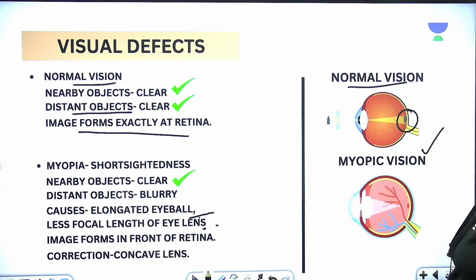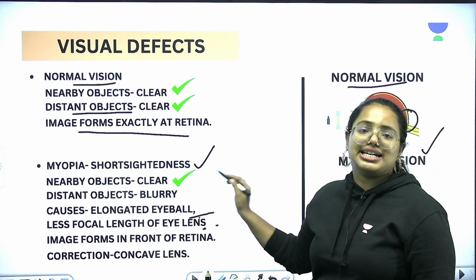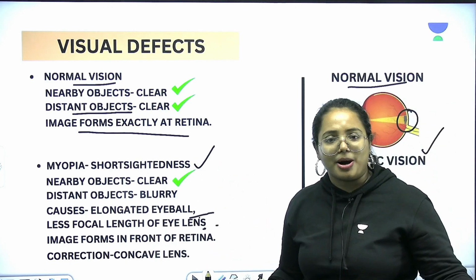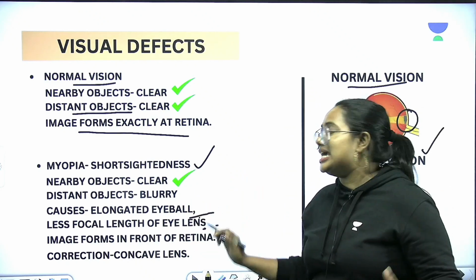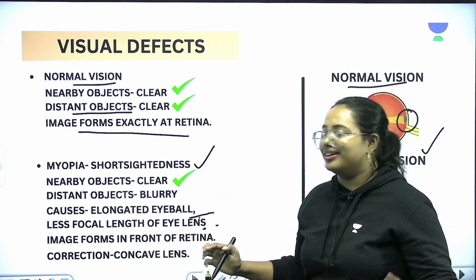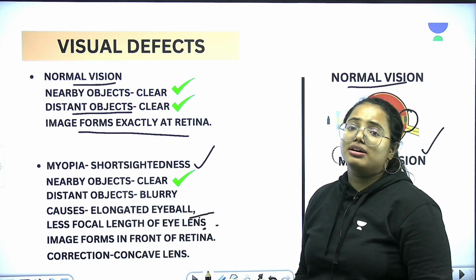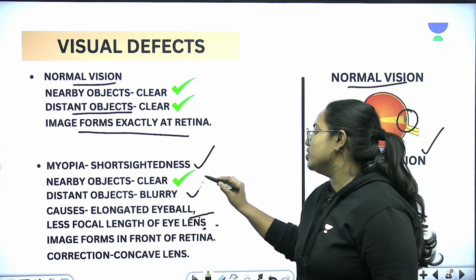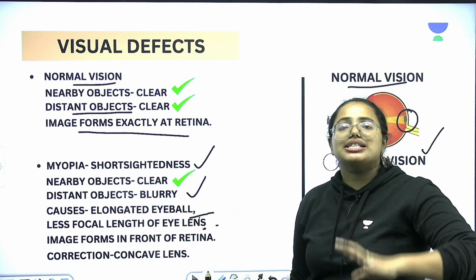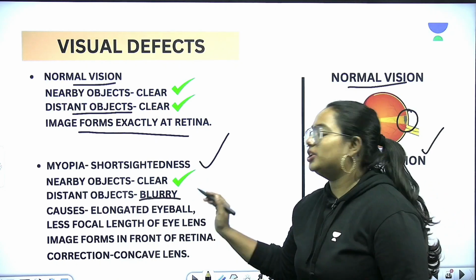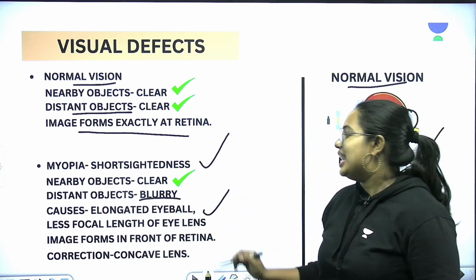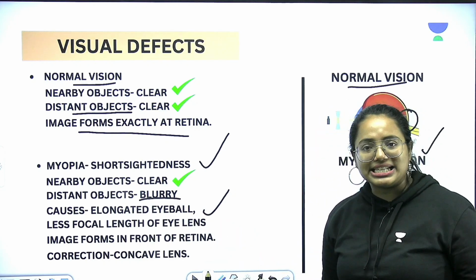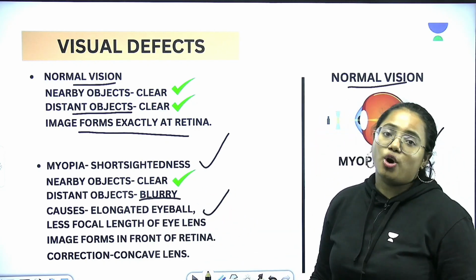But look at this one, myopic vision. Myopic vision means short-sightedness. Myopia means short-sight problem. That means the person has no problem in seeing nearby things. It's very clear. But what about the distant objects? It's very tough. The images are going to be blurry. What are the basic reasons behind it? Elongated eyeball, less focal length of the eye lens. These are the basic 2 causes of it.